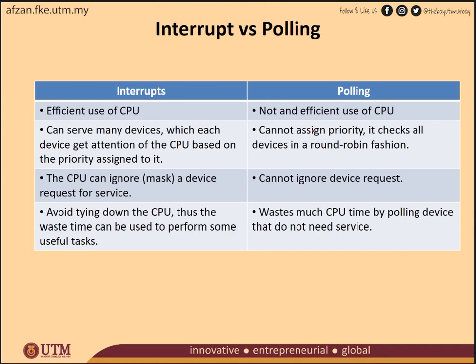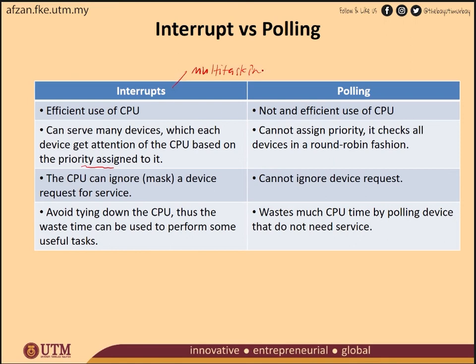Compared to polling, what happens is not efficient use of CPU. Why? Because you need to finish task A, then after that you can continue to do task B, task C, and task D. Alright, so this one can serve many devices, where each device gets attention of the CPU based on the priority assigned to it. So for the interrupt, you can do multitasking actually.